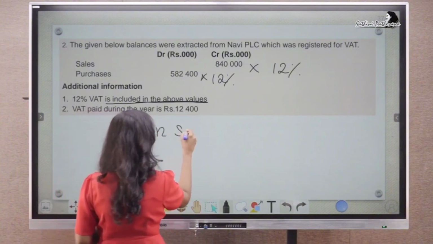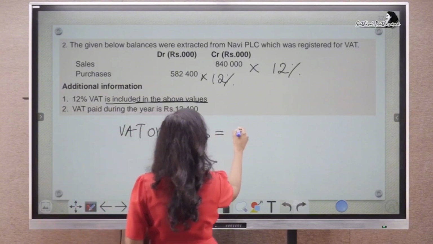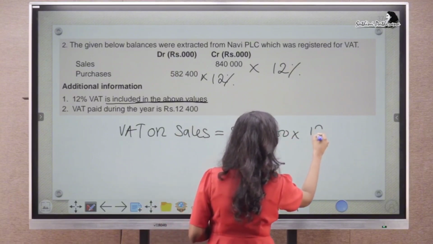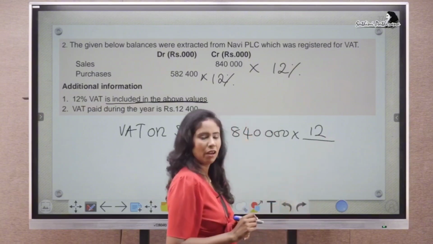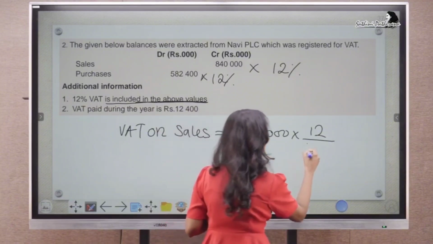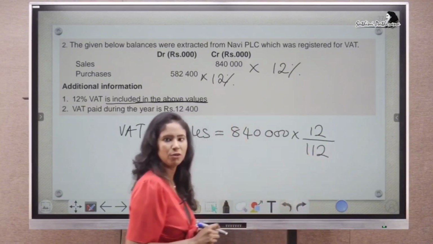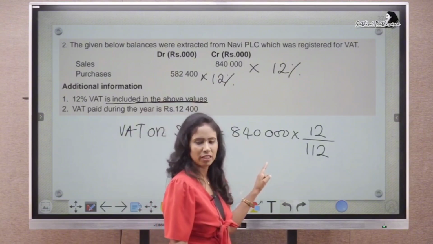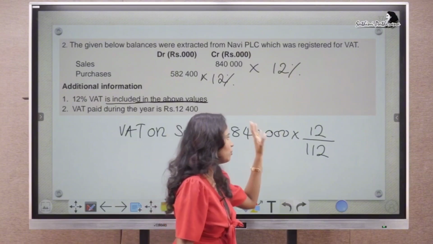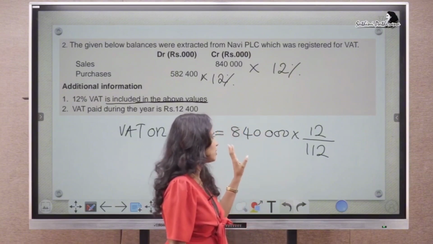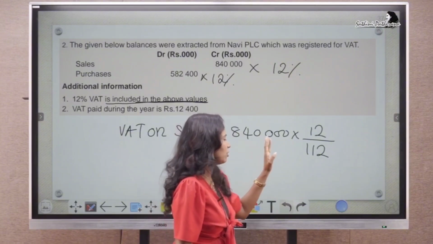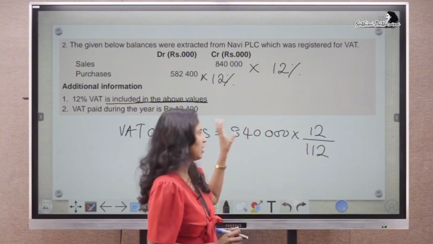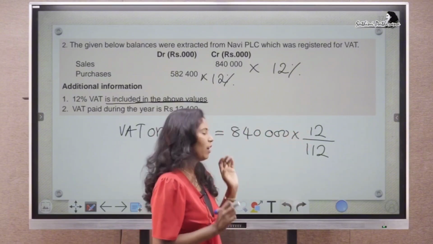VAT on sales: 840,000 into, now children, this is how you should write, 12, not 12%, divided by 112. You should write like this: 840 includes 12% VAT, right? 840 includes 12% VAT. Therefore, this is how you should write, 840 into 12 divided by 112. If this is 10% VAT, then 840 into 10 over 110.